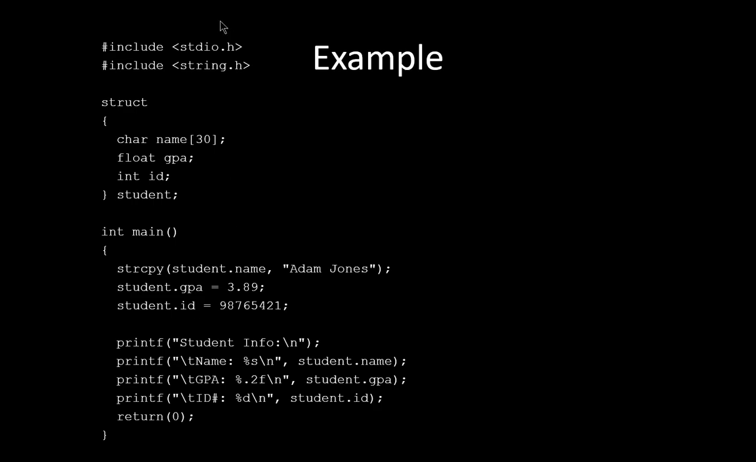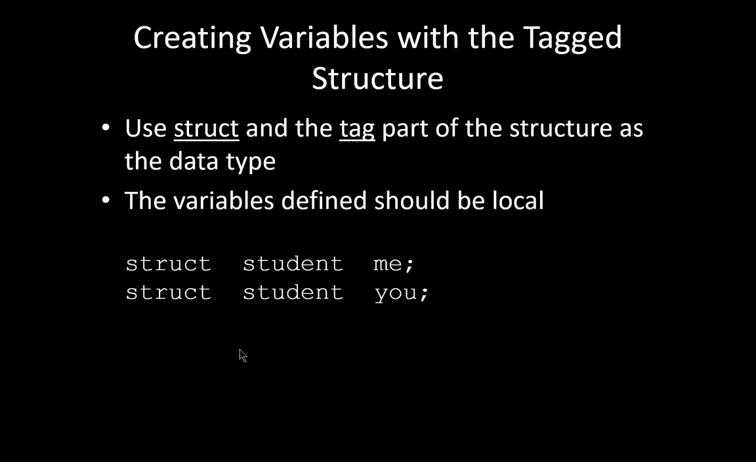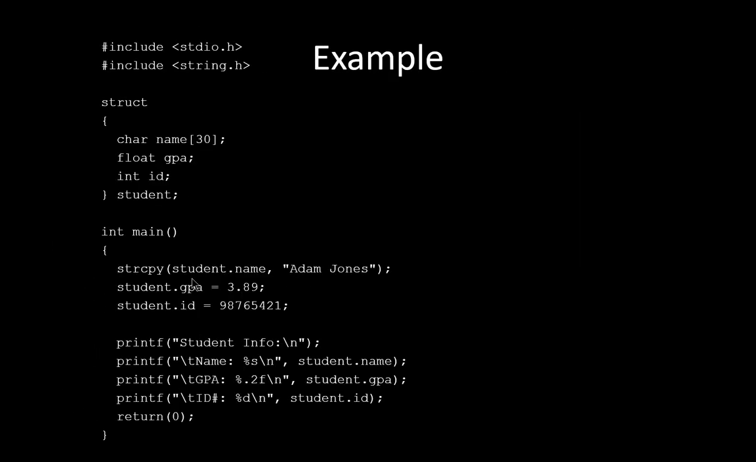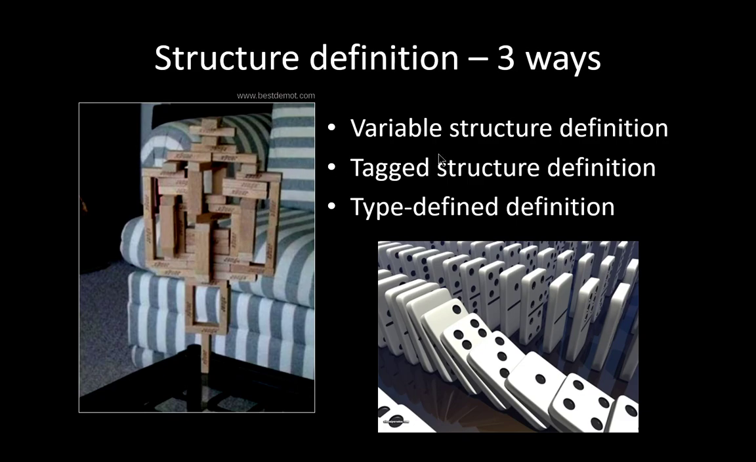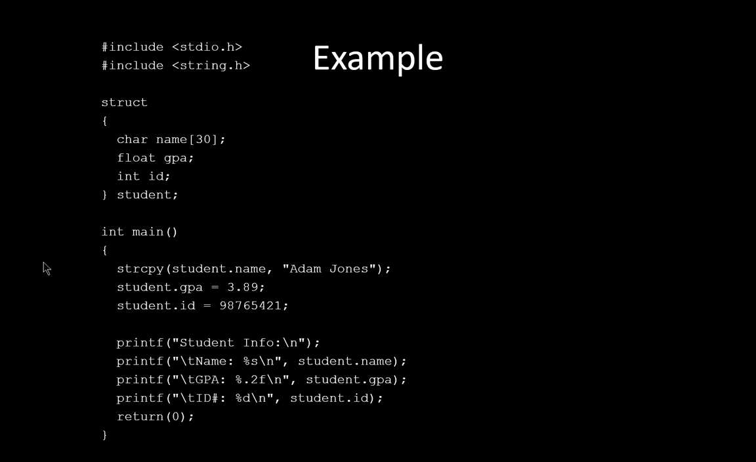And so here's an example of using one of these kinds of structures. Now, if you do it like this, it makes one single instance of this structure, and it has the variable name student that you can reference. But sometimes you want to reuse these. So the variable type data structure, you end up with one instance of it, and that's it.